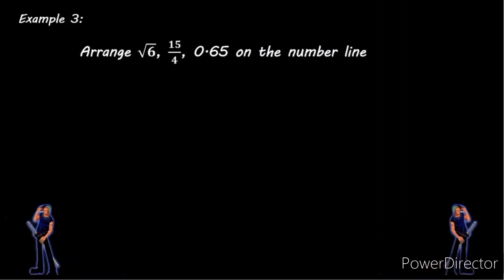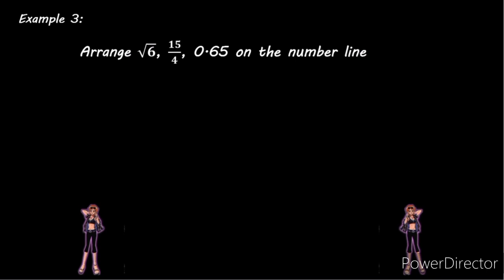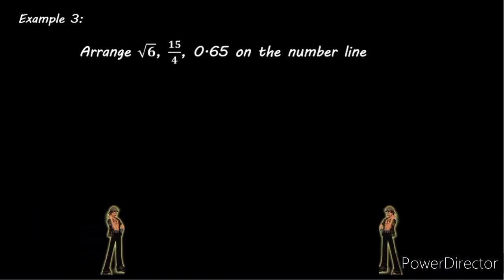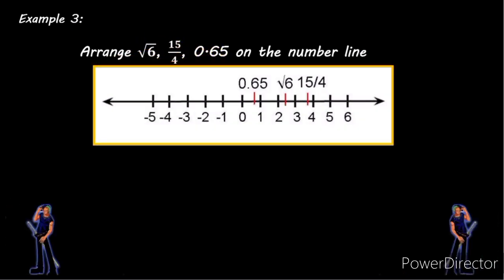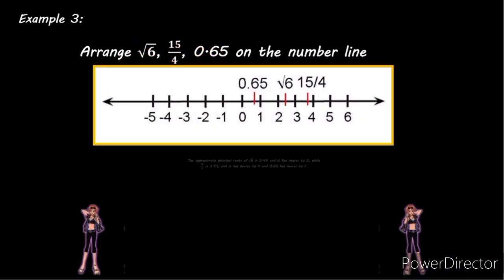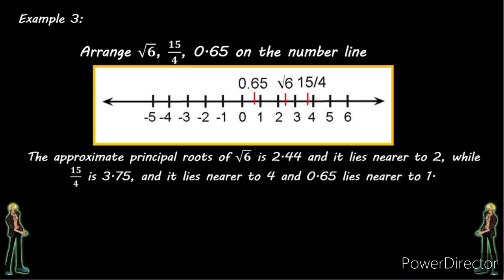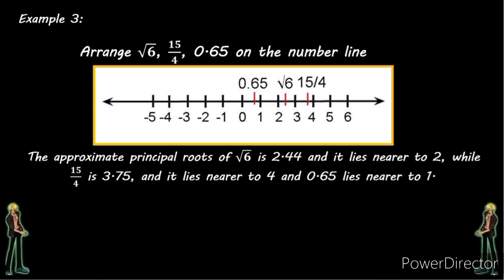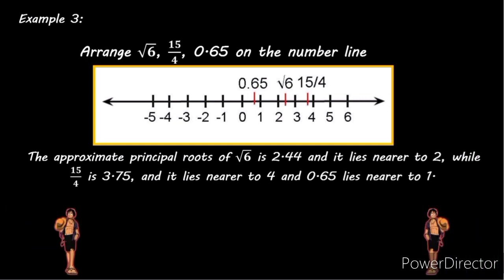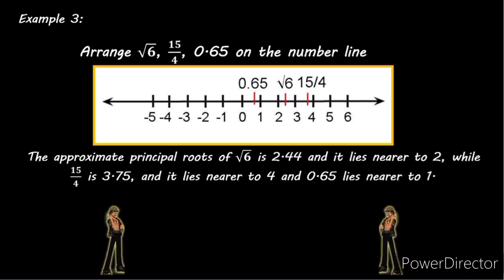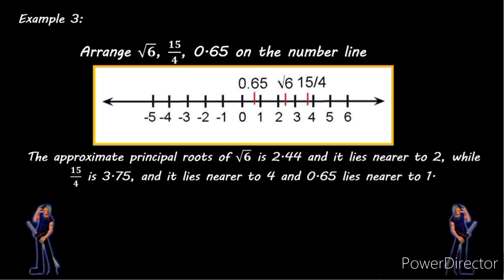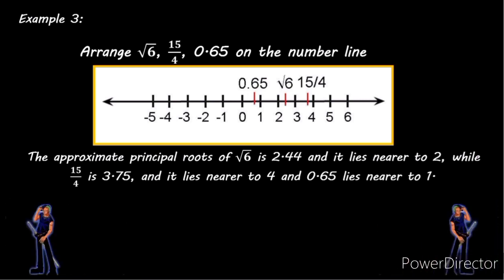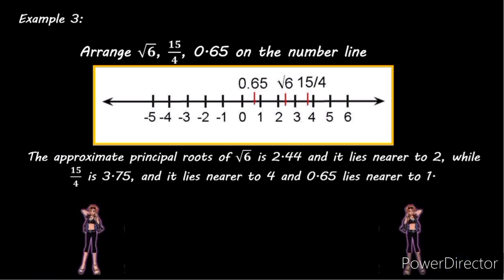Example number 3. Arrange square root of 6, 15 over 4, and 0.65 on the number line. Now, let's use this number line. The approximate principal root of square root of 6 is 2.44, and it lies nearer to 2, while 15 over 4 is 3.75, and it lies nearer to 4, and 0.65 lies nearer to 1.